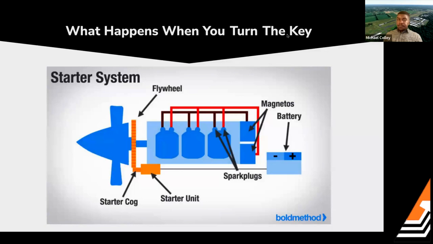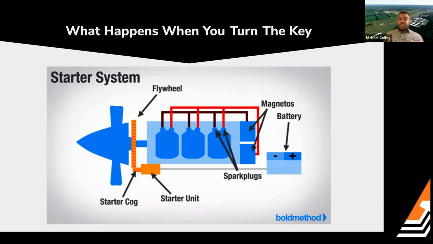You turn the magnetos, right? You enable the magnetos on either side when you go from right to left. Then when you go into the start position, the battery sends power to the starter unit and it spins. I don't know if you guys have seen that kind of gear that sits behind the propeller. It spins that flywheel, which starts moving the crankshaft.